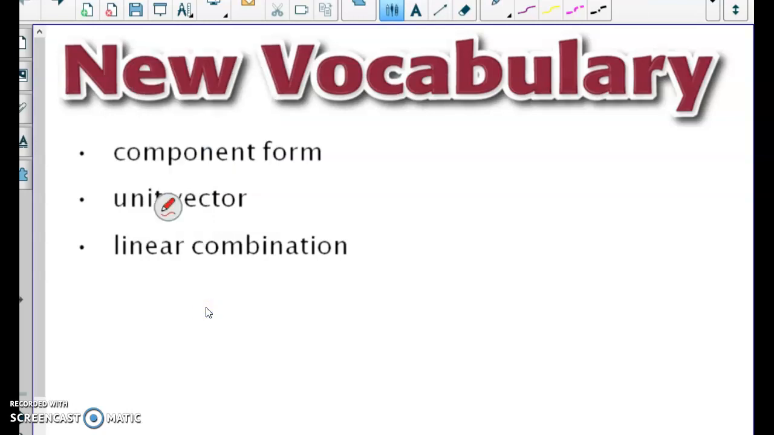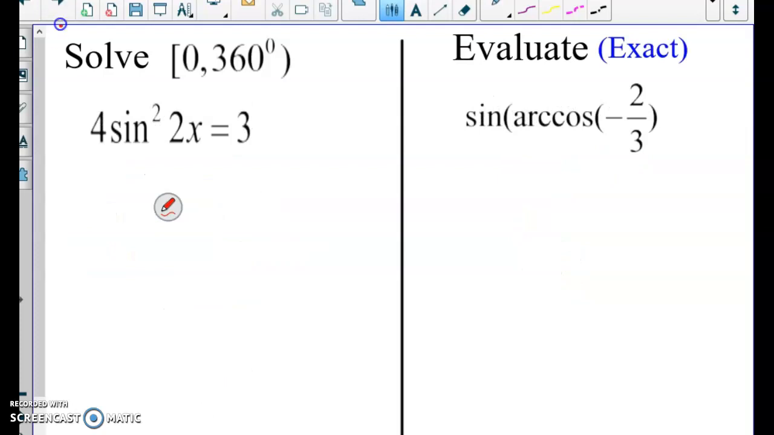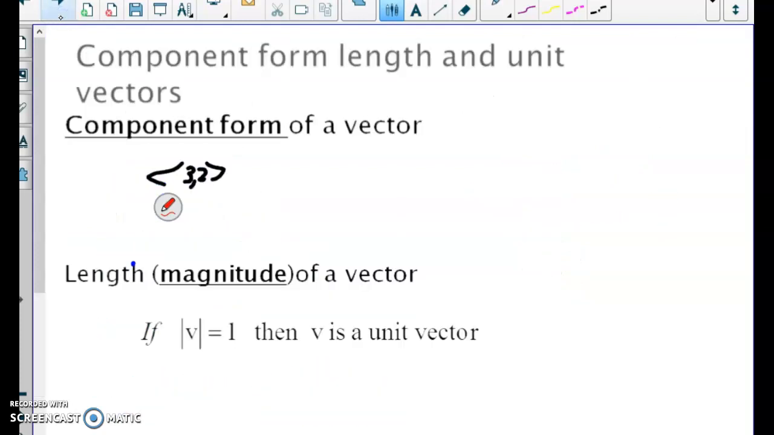So we're going to learn about component form, and you use the X, Y, that's the horizontal movement, that's the vertical movement, just like when you're finding points. A unit vector is 1 unit long, and we will talk about linear combination. Let's get past some of these review questions.